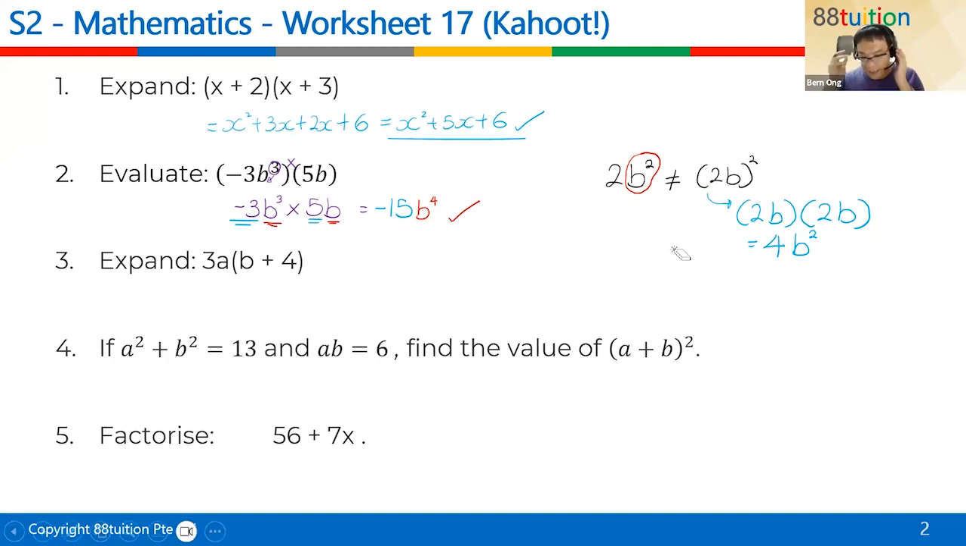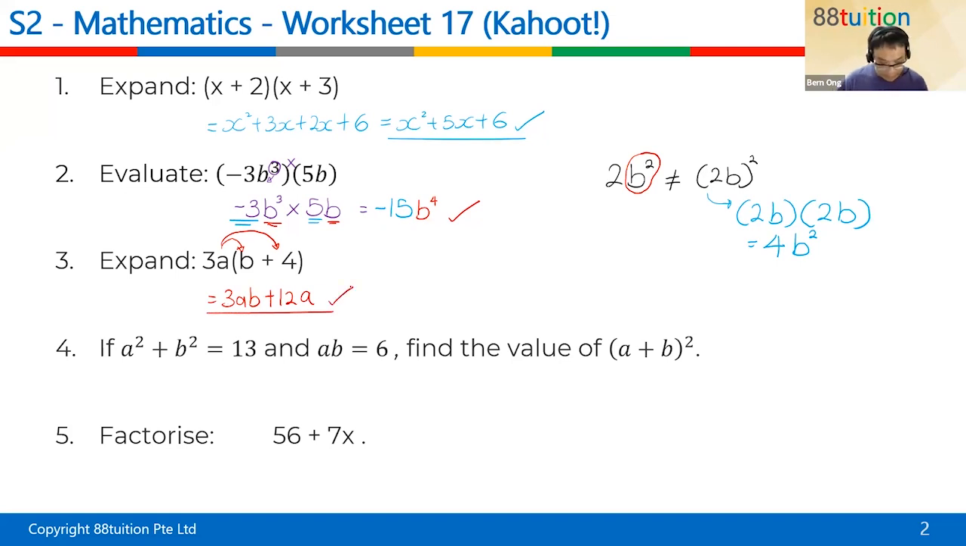So be careful. Ask yourself, what does the square represent? Is the square for the b or is the square for everybody? You have to be super careful down here. This one, I believe most of you got correct. 3a times b is 3ab. 3a times 4 is 12a. Most of you got this correct. Good job.